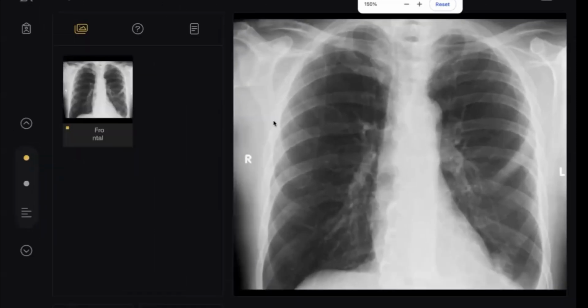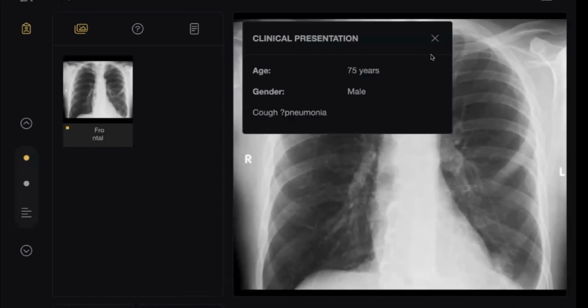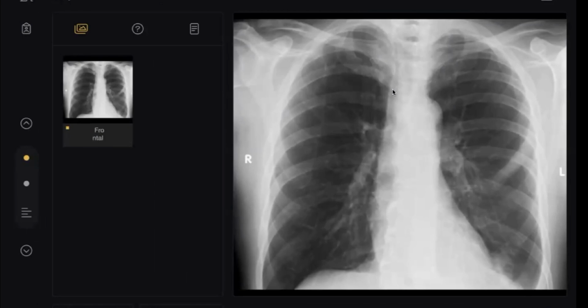Yes, doctor. Assalamualaikum. This is a 75-year-old male patient presented with pneumonia and cough. So, I am presented with a chest X-ray, frontal projection, of a skeletally mature patient who presented with cough and pneumonia.